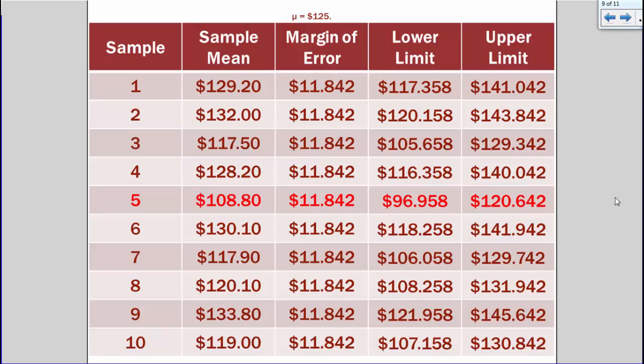So it's kind of a nuanced difference, but I wanted to show you this just to demonstrate what it means when we say we have a 90% confidence level. Well, we would be confident that if we took 10 samples, 9 out of 10 of those samples would produce a confidence interval that includes the true population mean.